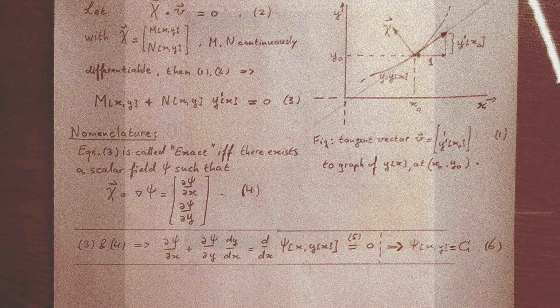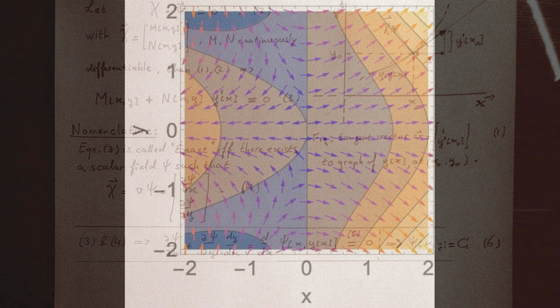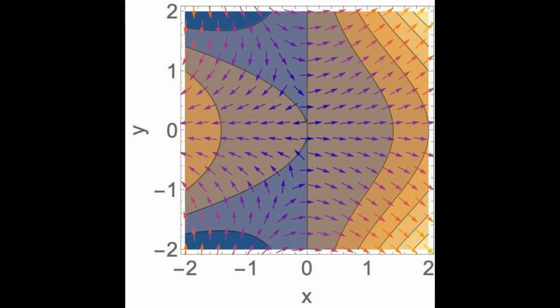In summary, we picture the situation as follows. We are given a vector field chi in the xy plane. The components of these are the functions m and n, both functions of x and y. M and n also appear in differential equation 3. This differential equation is called exact if and only if the vector field chi is conservative. If and only if that is so, the vector field chi is the gradient field of some scalar field psi.